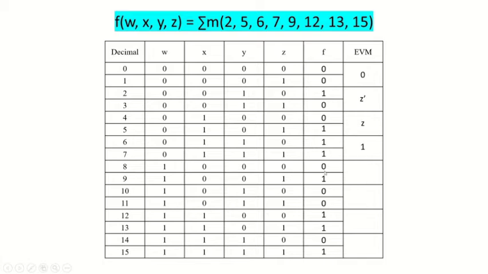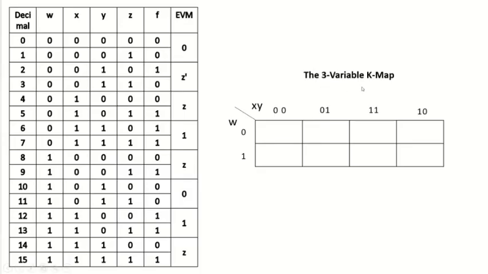This is 0, 1, this is 0, 1, same, so we have Z. This is 0, 1, this is 0, 0, so we stick to 0. This is 0, 1, this is 1, 1, so we stick to 1. This is 0, 1, this is 0, 1, same, so we have Z. With this truth table analysis, we can now proceed to the 3-variable K-map.